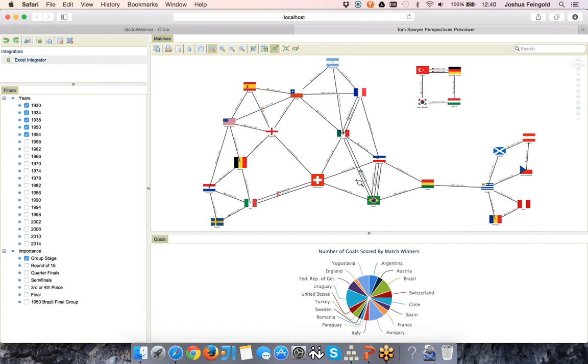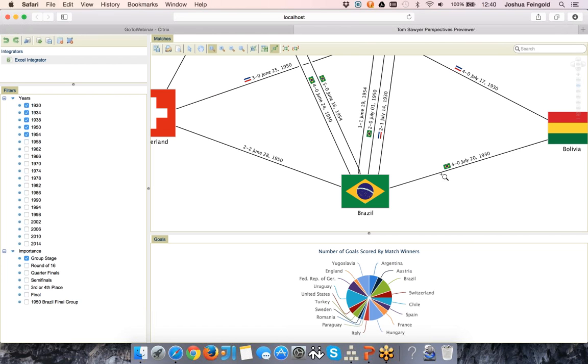And you can see, we can zoom in. We can see all these edges coming out from Brazil. We can see that they've been pretty successful here, right? So this was a tie, so nobody won. But otherwise, we have these little flags that represent victories for Brazil in these 1930 to 1954 World Cups.